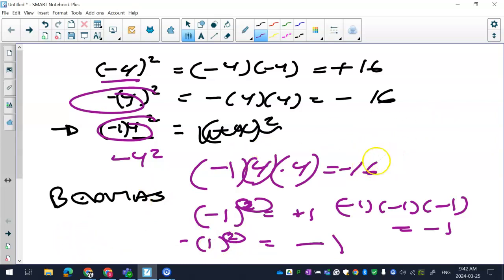That's why this is -16. That said, I am going to go back and change the mark on the test. If you got it wrong and said true, I'll give you the mark because I'm a great guy.